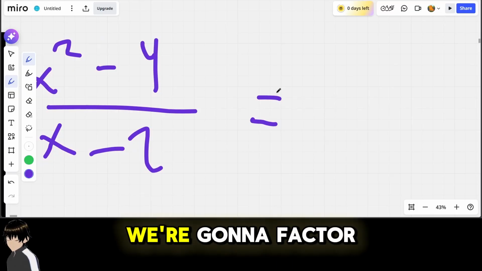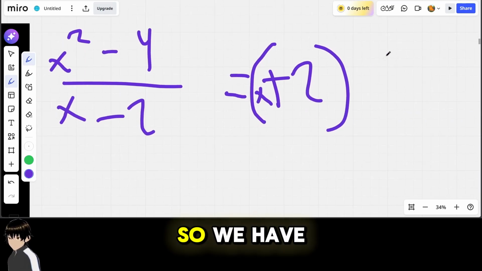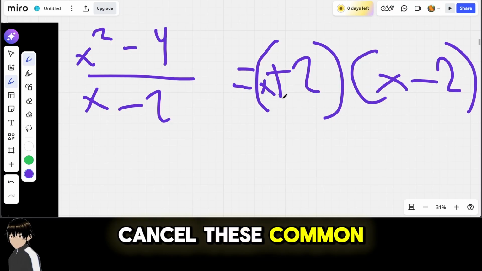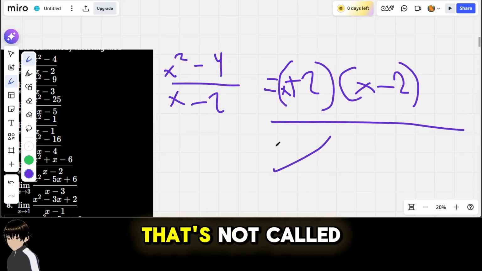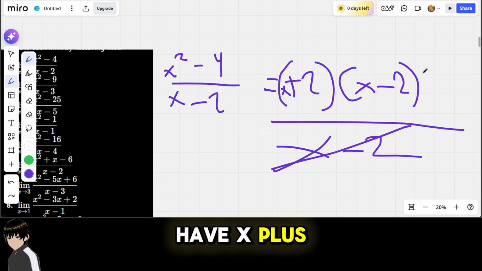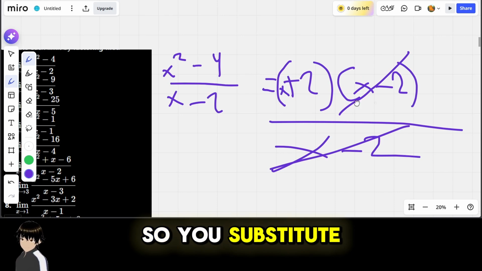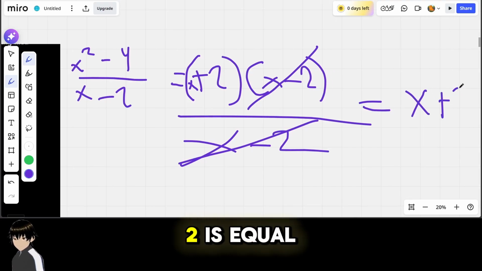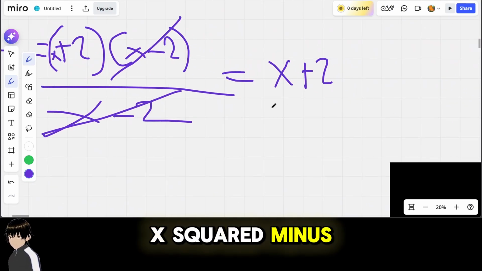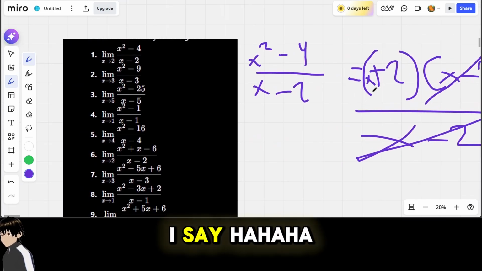We're going to factor that. If we factor that, we get x minus 2, x plus 2, over x minus 2. So we have x minus 2 at the bottom. We're going to cancel these common terms, the like terms, and we'll be left with x plus 2. So you substitute the a from the limit: 2 plus 2 is equal to 4. That's going to be the answer. The limit of x squared minus 4 over x minus 2 as x approaches 2 is going to be 4.